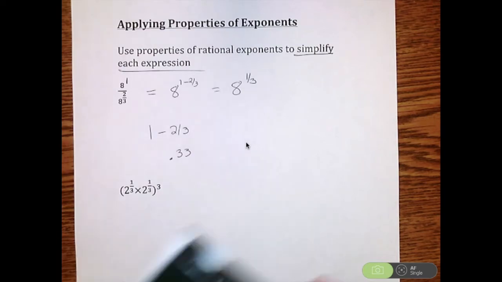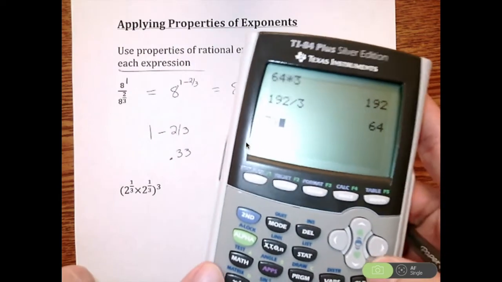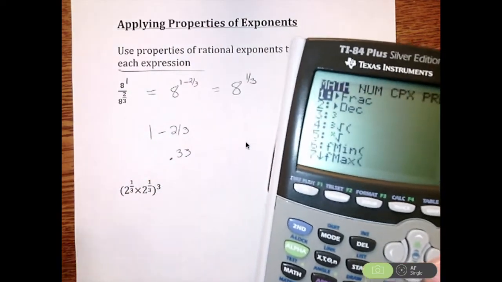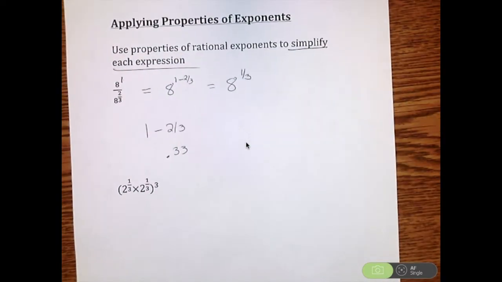What you can do on a calculator is you have that math button. So math, and the first option there is frac. That'll change any decimal to a fraction. So we have 8 to the 1/3 power.